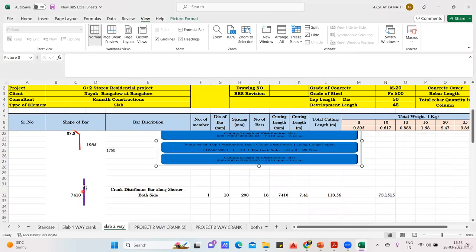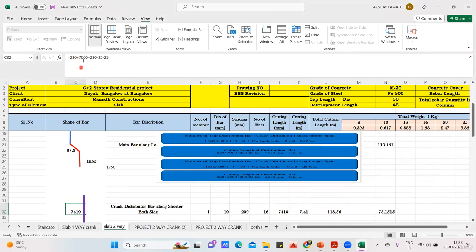So this length is how much? 7410. How is it? Because 7,000 is the length plus 230 on this side, 230 on the other side, minus 25, minus 20. Whatever manual calculation we are doing, same thing only I'm doing. 7410. See here, you got 7410.